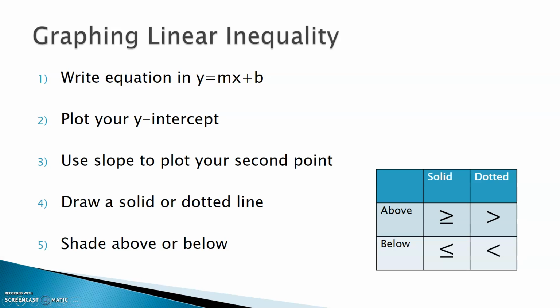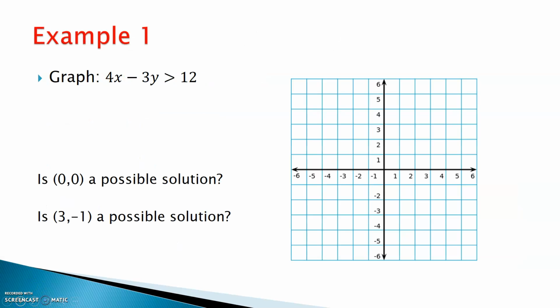And again, these are the 5 steps we've been doing. Write the equation in y equals mx plus b if it isn't already. Plot your y-intercept, get the second point. Again, use this little chart if you're still struggling. And then we shade either above or below. So let's do this one together. Make sure you have this in your notebook here.